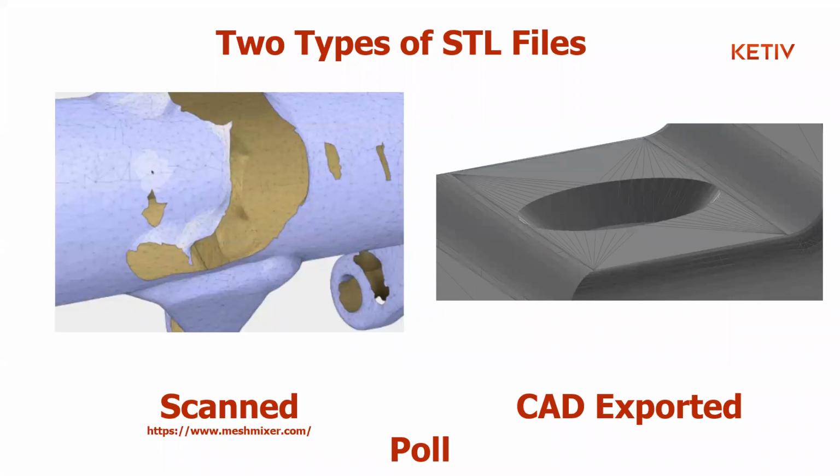And I do have a poll question for you guys. Let's see if I can go ahead and ask that. Launch polling. Which kind of file types do you work with for STLs, if any? Do you work with scan data? Do you work with the CAD exported STL files? Do you work with neither? Do you work with both?